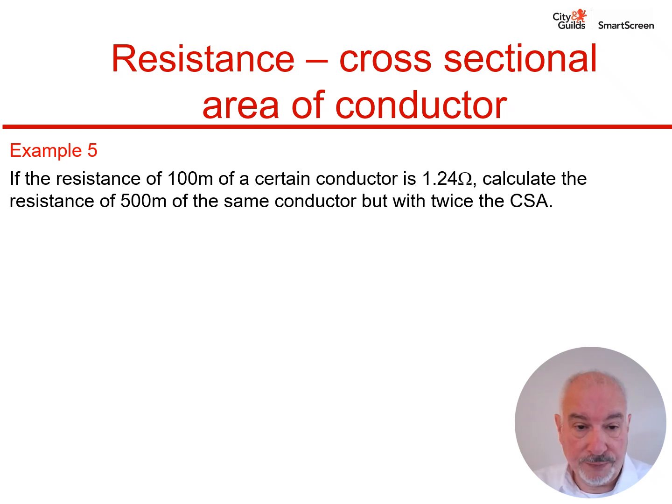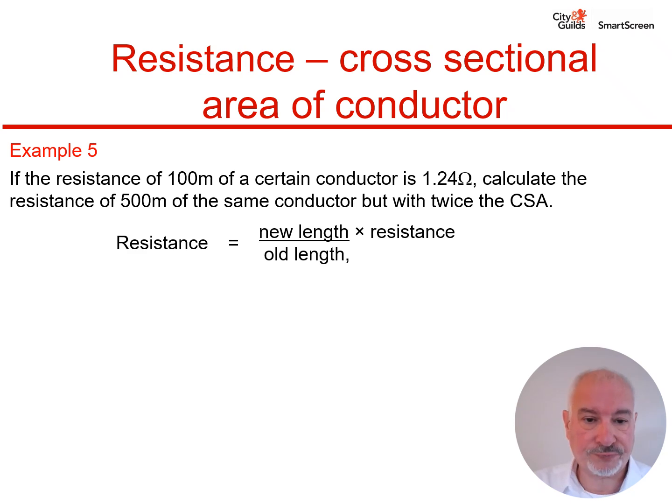And now on to another example. If the resistance of 100 meters of a certain conductor is 1.24 ohms, calculate the resistance of 500 meters of the same conductor but with twice the CSA. Now, can you see what this question is doing? It's getting a bit more complicated because we've got to account for twice the cross-sectional area, but at the same time we've got to account for an increase in the length of the conductor. So we're now considering both the length and the cross-sectional area.